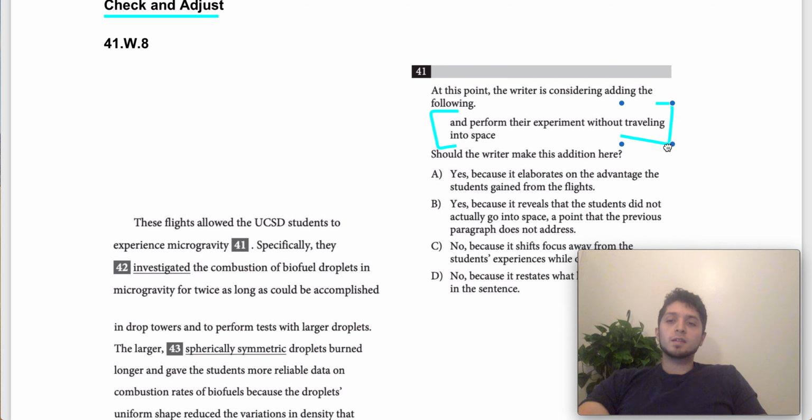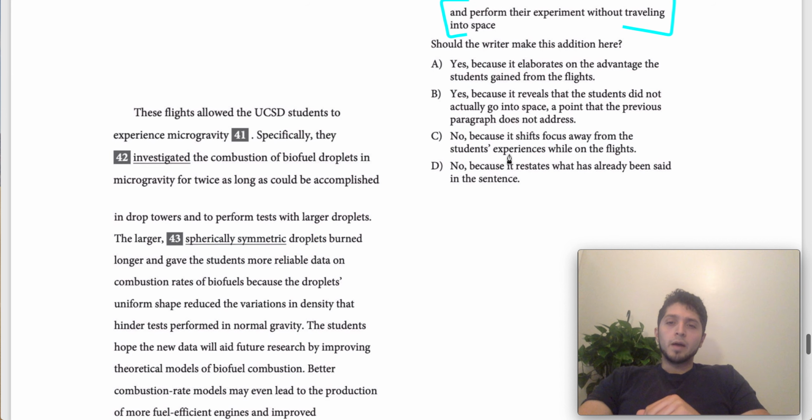Now, if you look in the rest of the passage here, which I don't have the entire thing represented, you're going to notice that the rest of the passage, or earlier, mentions the fact that the whole purpose of doing these flights was to prevent them from having to travel to space, obviously, so they could perform their experiments without traveling to space. So when I first look at this, I'm like, okay, it's redundant. Let's not put it in. So then I go down to no, and then shifts focus. Let's get rid of that.